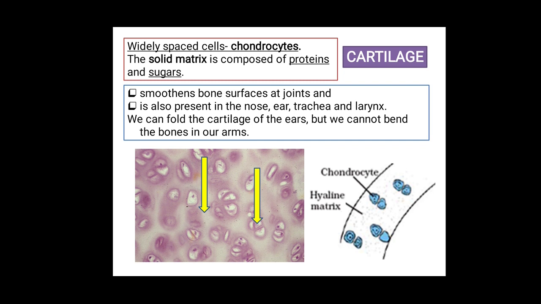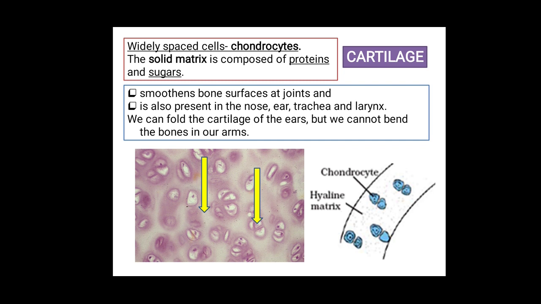Khad, khad, khad, two bones banging against each other. So each bone has got a covering of the cartilage. Then it is also present in the nose, the tip of the nose. You can see it is bending. The ear, that is the pinna of the ear, outer ear.